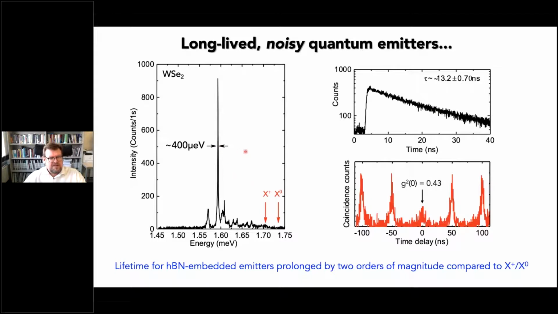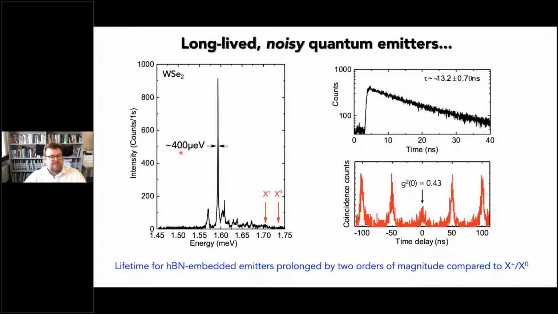And if you measure the photon statistics coming from this emitter, that's done using a Hanbury Brown and Twiss type experiment where you correlate subsequent emission events on two detectors. You see at 0 time delay, that's when two detectors click at the same time, you have a suppression of the counts, and that means you have a single photon emitter. So this is really a single localized trapping center for excitons.